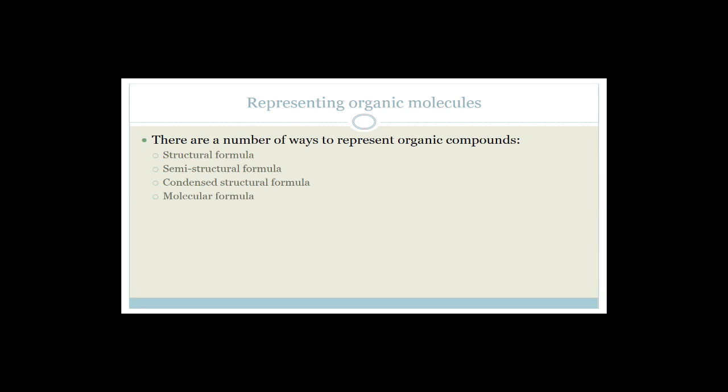It's important to know how to represent the organic molecules for a couple of reasons. One is because they're going to ask you in the exams. They're going to ask you to draw one of these, either the structural, condensed, or molecular formula. Semi-structural I will tell you about, and there's a reason I'll tell you about it, but these are the three that are examinable. But the reason they're important is because you need to be able to read them, you need to be able to draw them, and you need to know the difference between them. So we need to discuss this now.